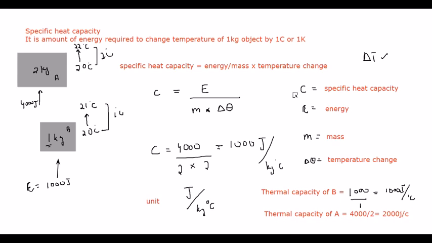But because the material is the same, for every 1 degree change in temperature, for a 1 kilogram object, we need the same amount of energy. So when you have the same, identical material, they will have the same specific heat capacity, but they may have different thermal capacities. Is the idea clear?